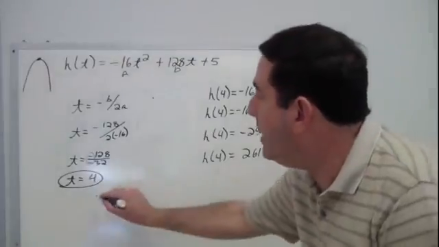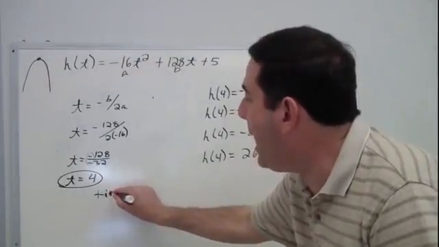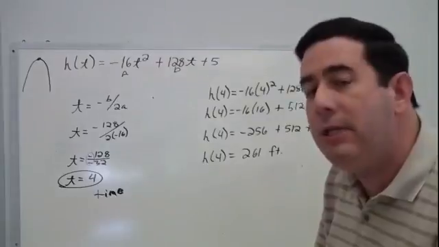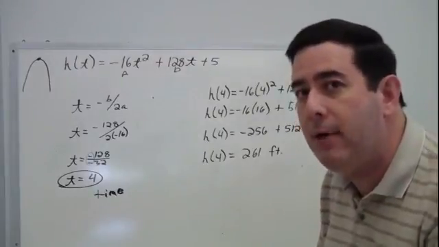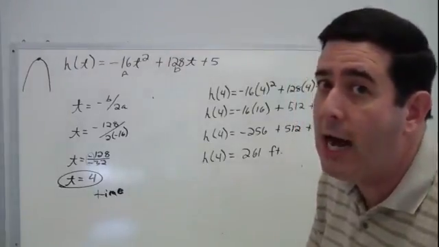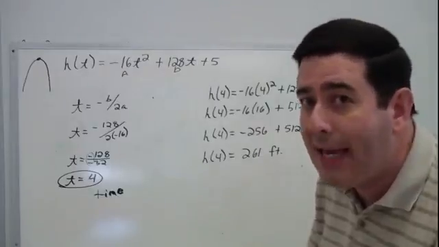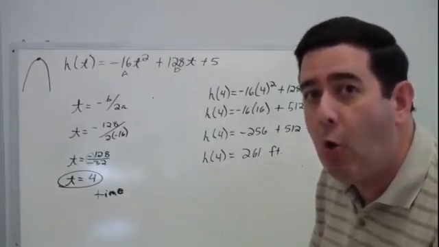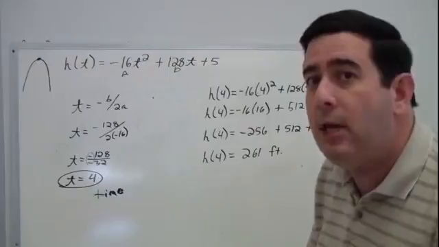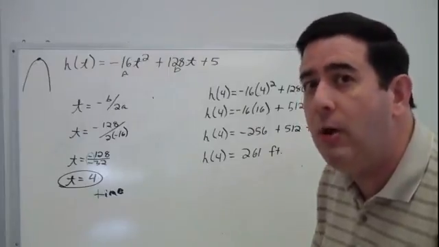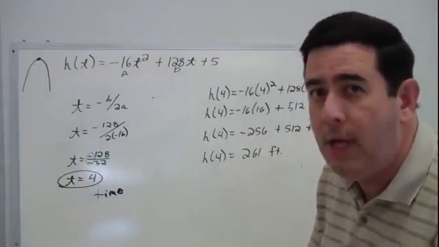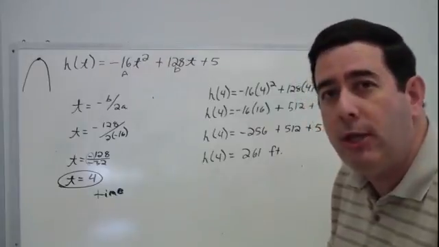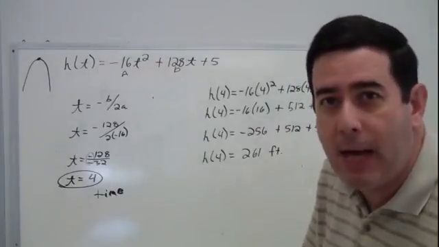Since t is representing time for us, we know that time needs to be a positive number. No matter how hard we try, we don't seem to be able to go back in time, so time is always a positive number. So the t value is going to be 4. But now let's think about the question. It said, what is the maximum height?